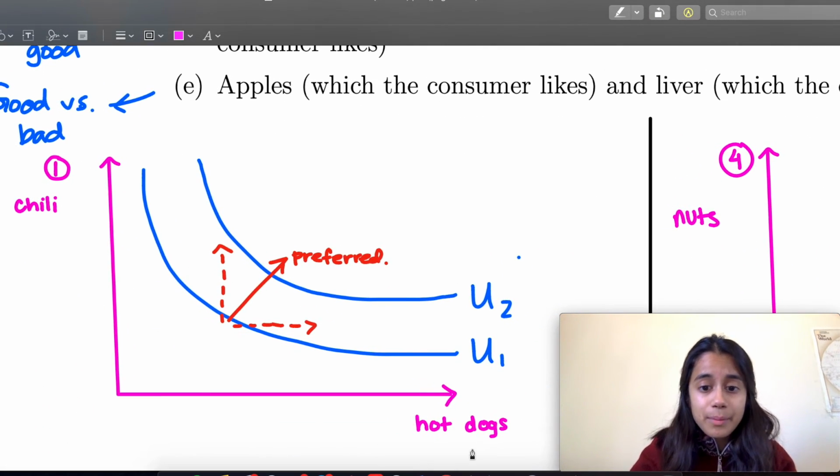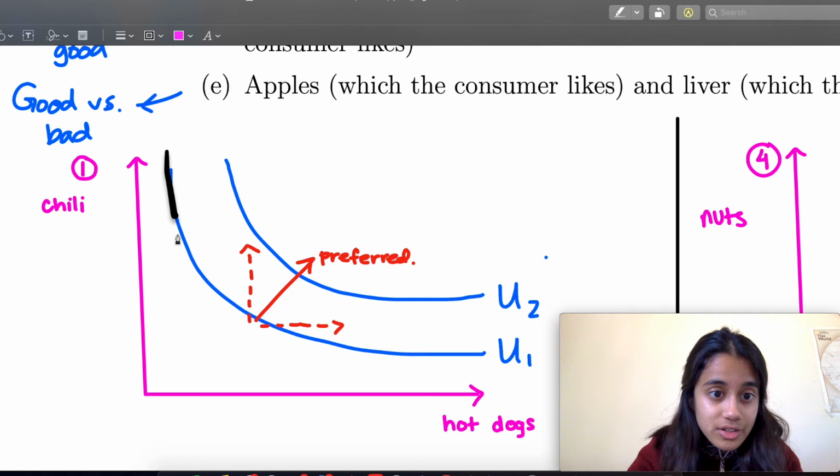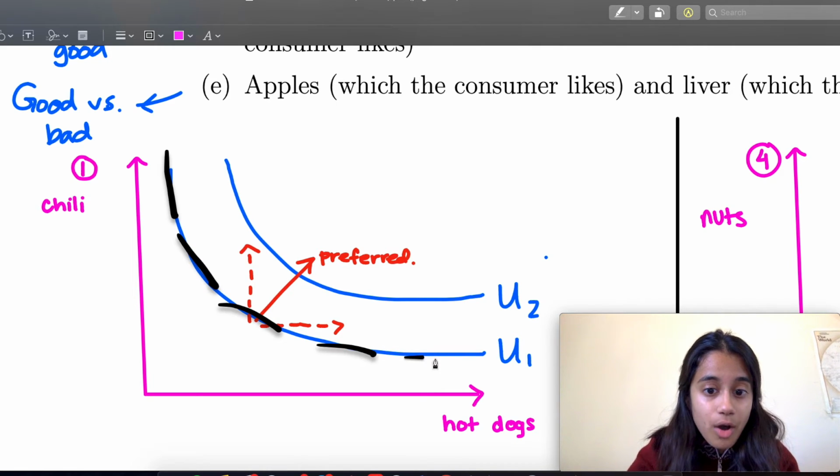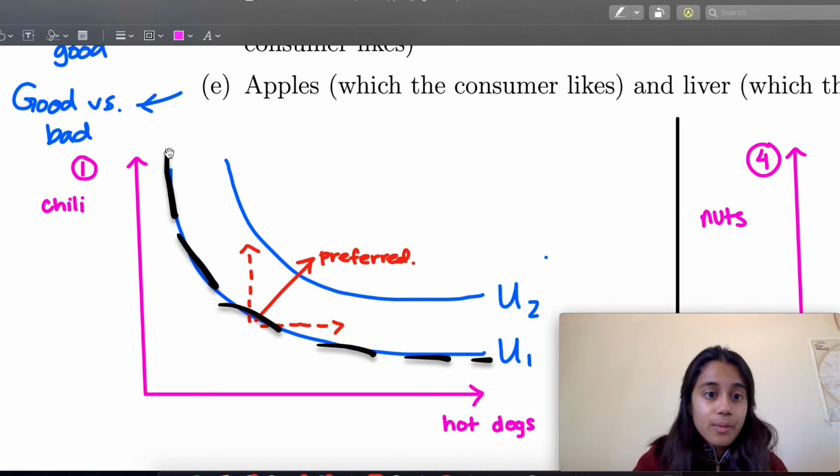And here I put my hot dogs on the x-axis, chili on the y-axis, because of the diminishing marginal rate of substitution, right? We're having less and less. The slope is getting smaller and smaller as we get more and more hot dogs. The slope is higher here, and it's getting smaller and smaller.